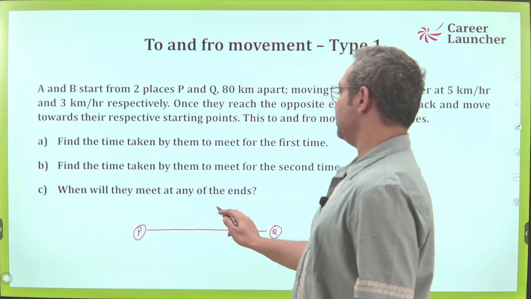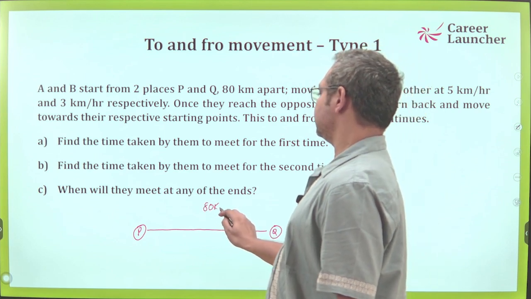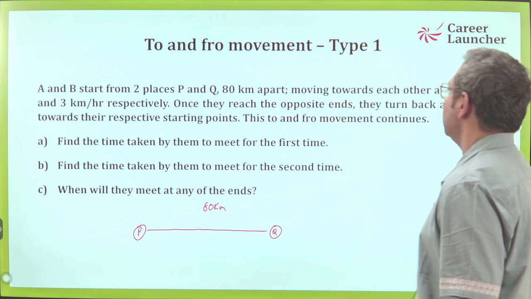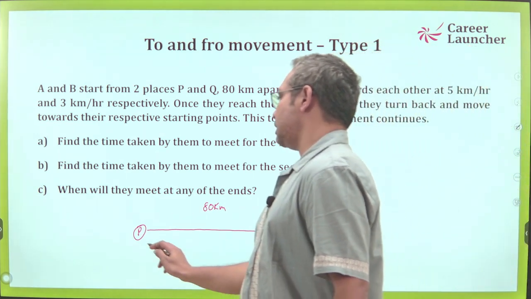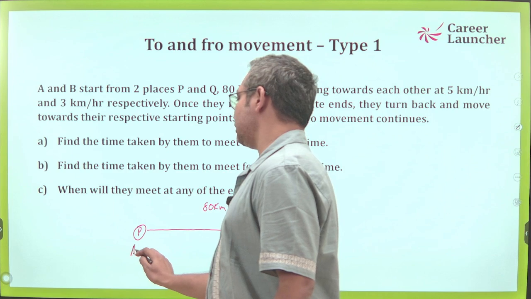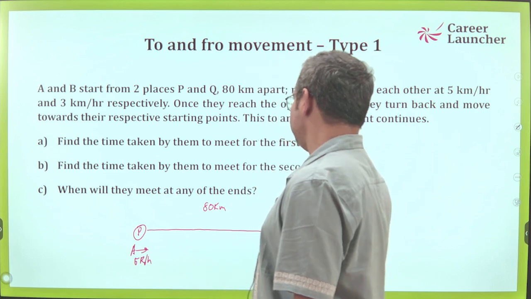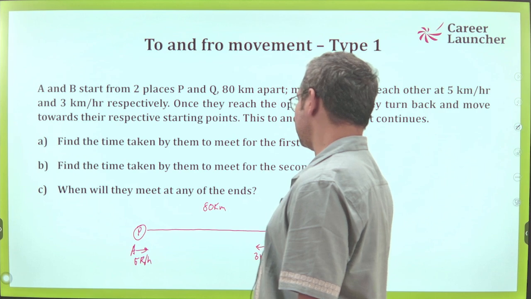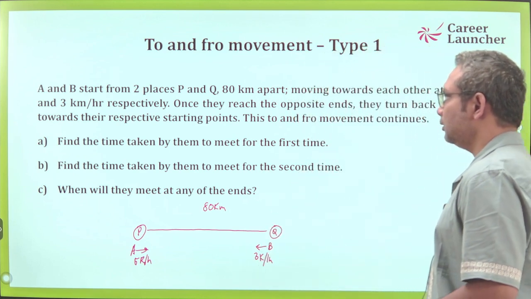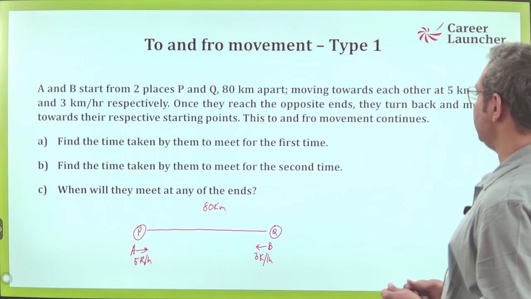This is 80 kilometers, and they move towards each other at 5 and 3 kilometers per hour. So A is starting from this end at 5 kilometers per hour and B is starting from this end, that is 3 kilometers per hour. Now once they reach the opposite ends, they will turn back and move back.